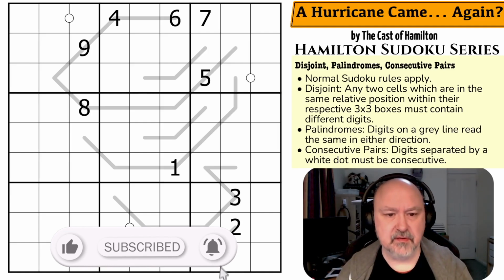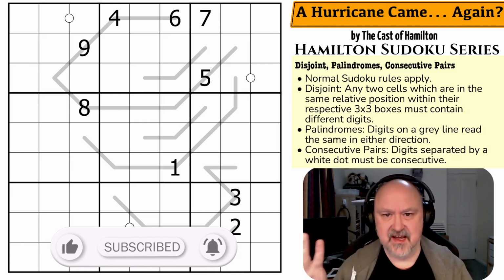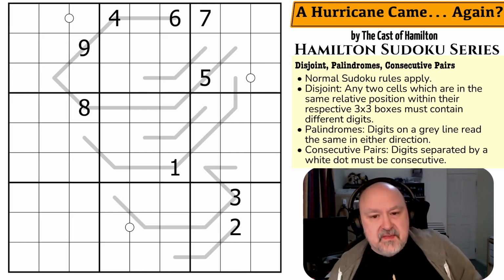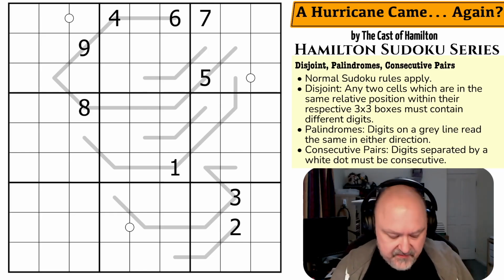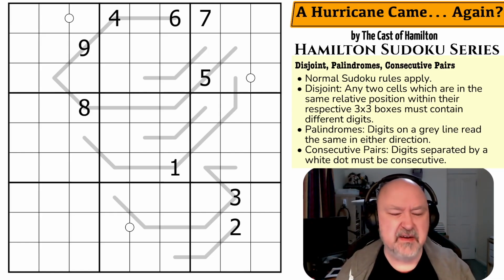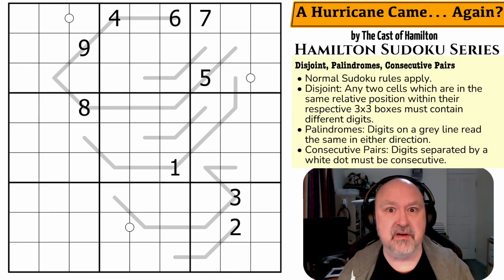A Hurricane Came Again by the cast of Hamilton. Of course, this is just an homage. They didn't actually make this puzzle, but this is part of the Hamilton Sudoku series, which has been put together again or reinvigorated, I suppose, in order to give me puzzles that are thematic to me going to Sydney to see Hamilton a bunch of times. And I'm going to be releasing these puzzles on the nights that I'm scheduled to see Hamilton.